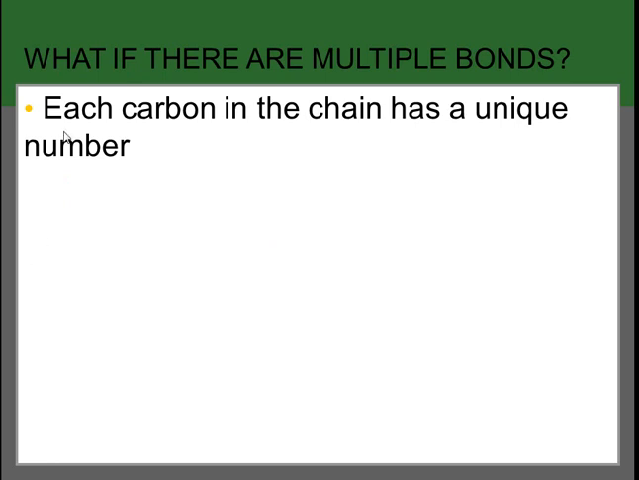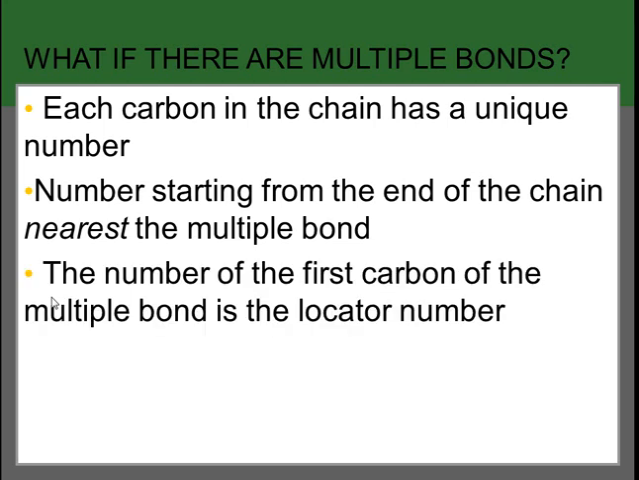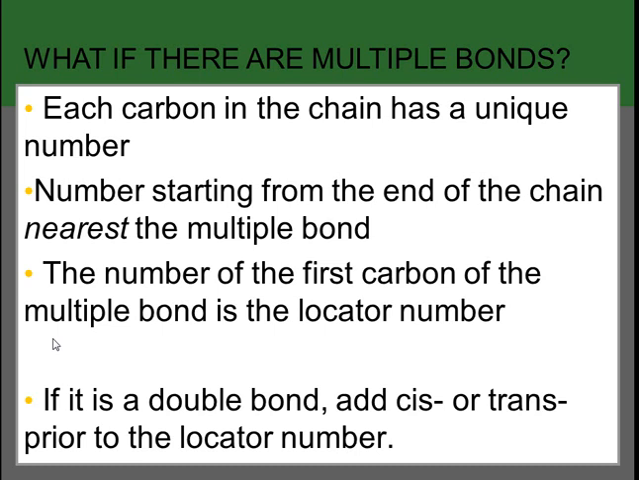So if there are multiple bonds, we number the carbons in the chain in order to indicate the location of those multiple bonds. We number the chain starting from the end nearest the multiple bond, and then the number of the first carbon of the multiple bond is the locator number, sort of the address of that multiple bond. And if it's a double bond, we can add cis or trans prior to the locator number to indicate whether it is a cis or a trans double bond.